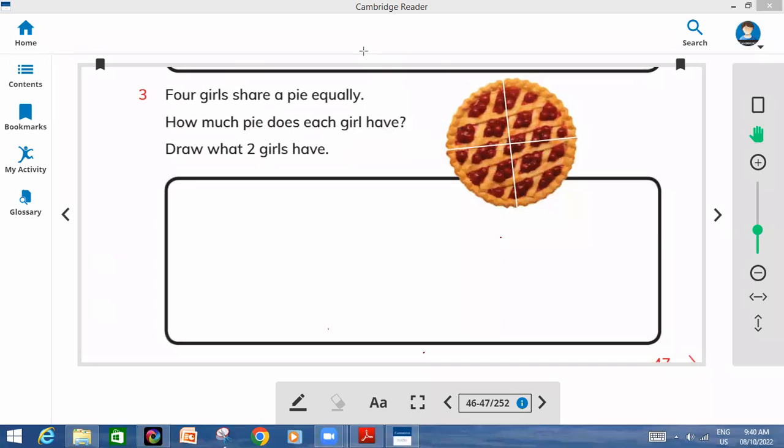So how much pie does each girl have? So 1/4, the girl will have 1/4 of the pie. Draw what 2 girls have. So we can draw now what the girls can have in just a minute. So we can actually cut half, a semicircle, half of the circle. This is a circle, okay? So what is each girl going to get?